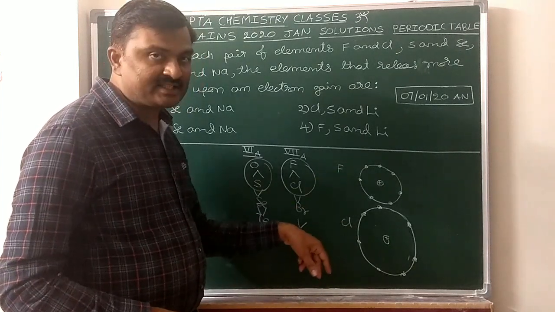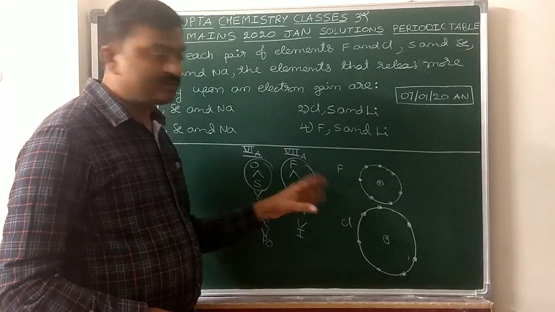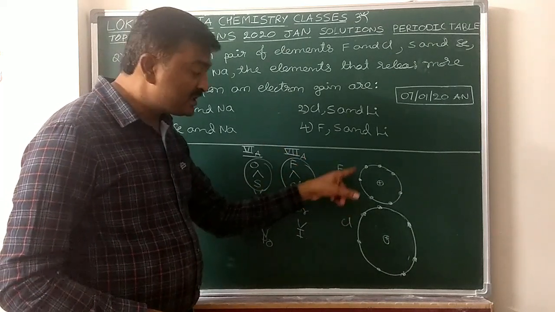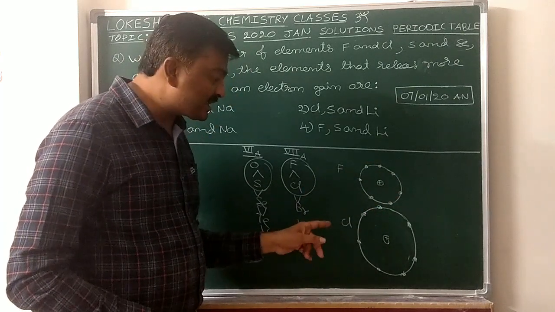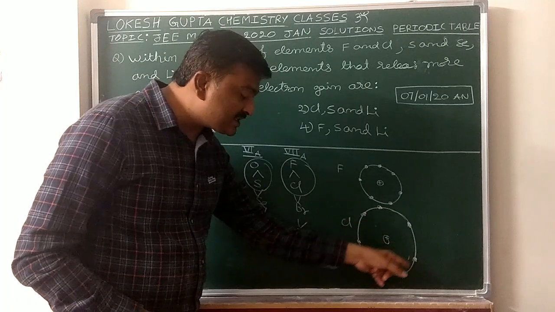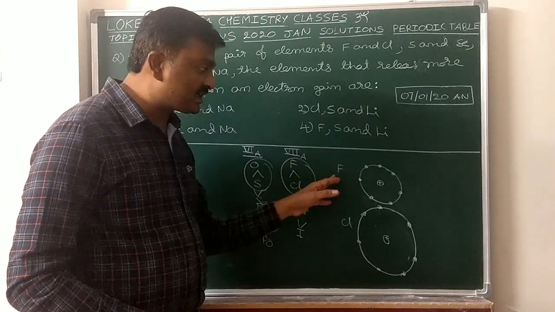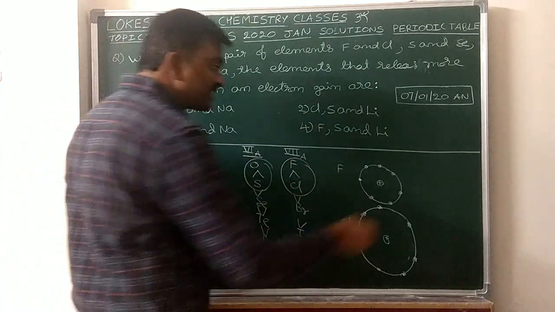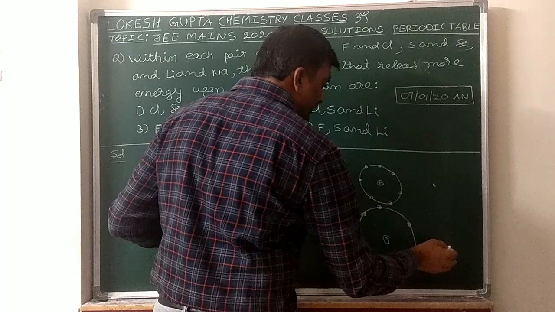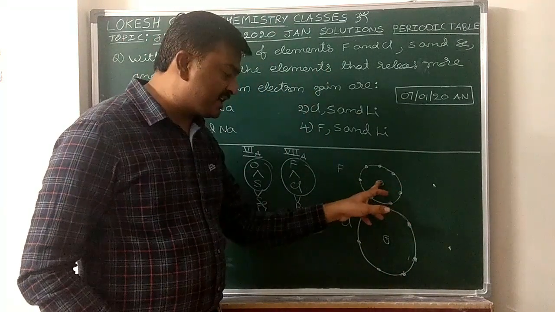But in both cases, in the valency shell, only 7 electrons are there. So in the case of fluorine, 7 electrons are in this much small volume. In the case of chlorine, 7 electrons are in this much large volume. So that's why in the valency shell of fluorine, the electron density is more.